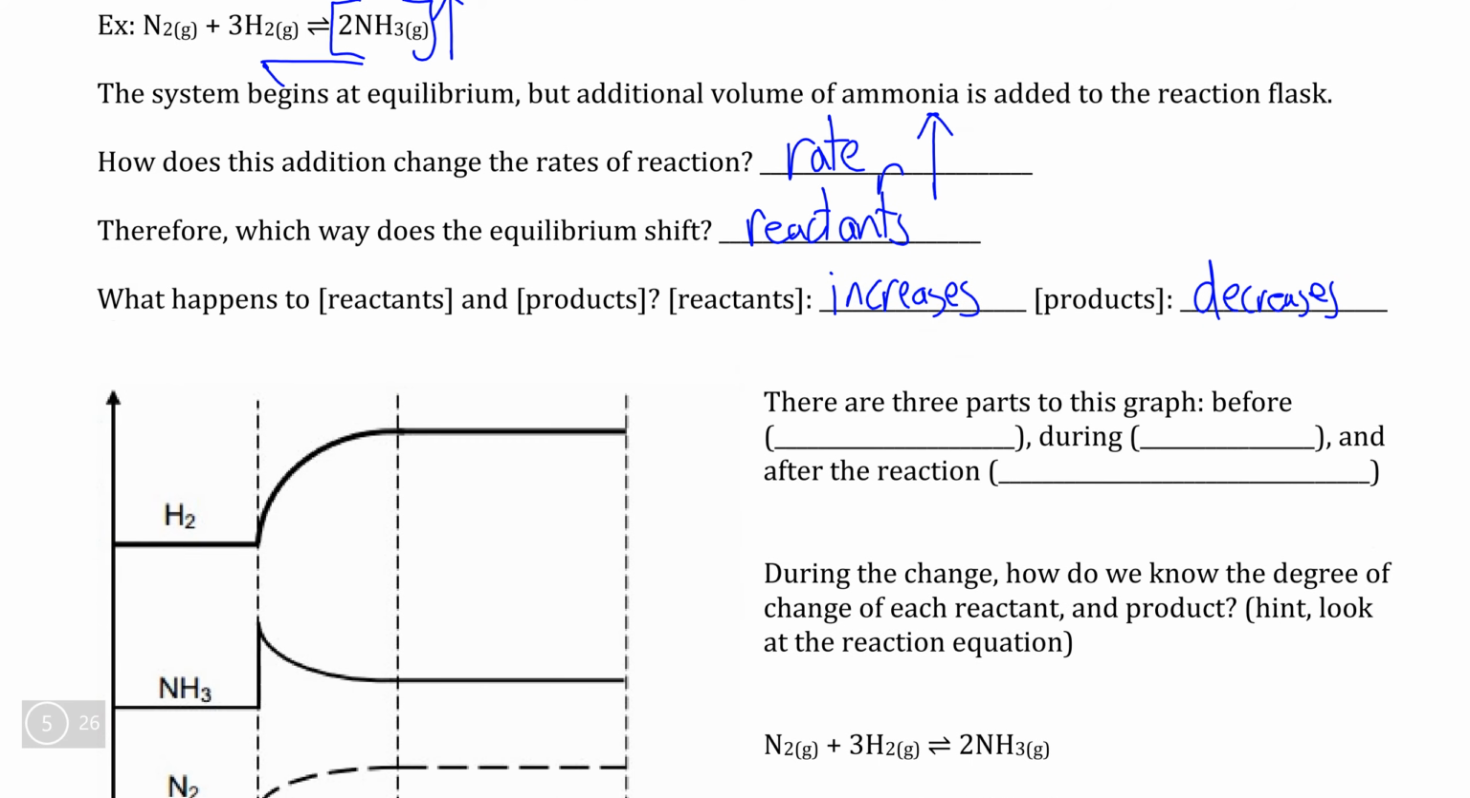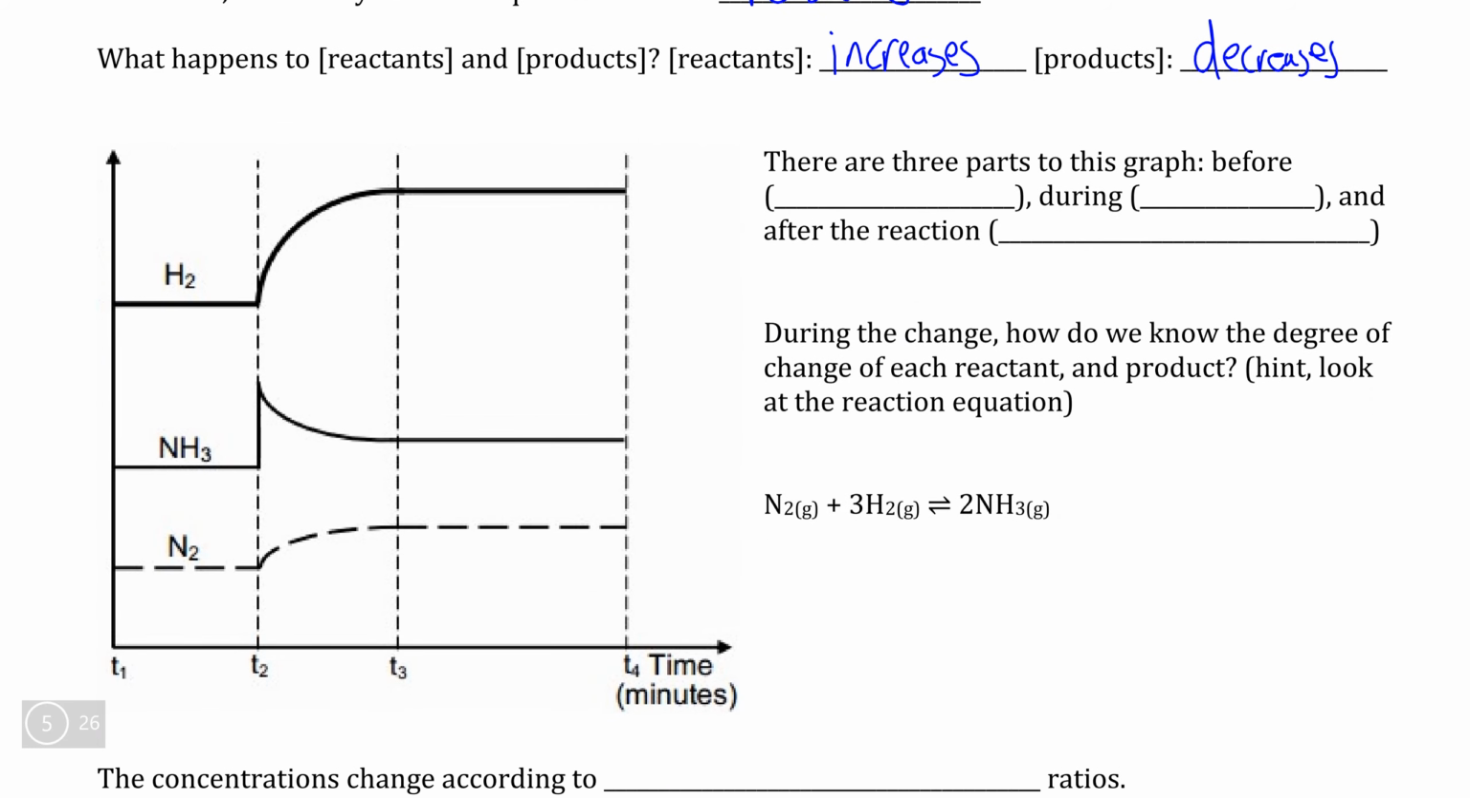Now, we can represent this on the graph that we see here. This is a concentration time graph in which the concentration of all of our reactants and products is listed on the y-axis in moles per liter, with time as the variable on our x-axis. We can see that this graph is subdivided into three distinct sections, the first of which here is what we call the I section, because this represents the initial conditions of our reaction before the equilibrium shift occurs.